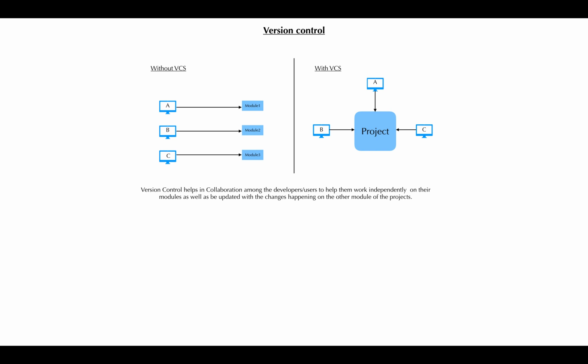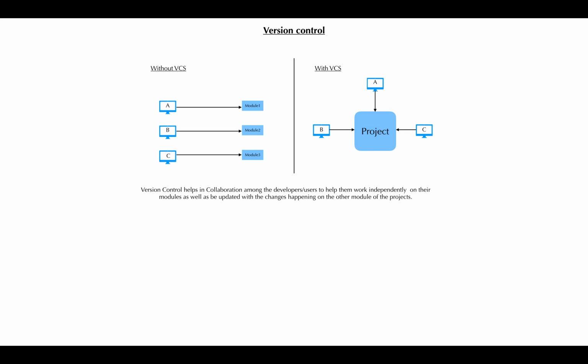First, let's understand what is on the screen right now. I have segregated two scenarios. The first scenario, on the left-hand side, is a development system where we don't have any version control system. On the right-hand side we have a team where a version control system is applied. Let's first see the scenario where we don't have any version control system. Say we have three developers, A, B, and C, working on module 1, module 2, and module 3 respectively of a particular application.